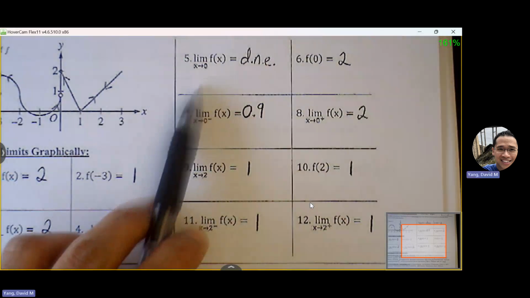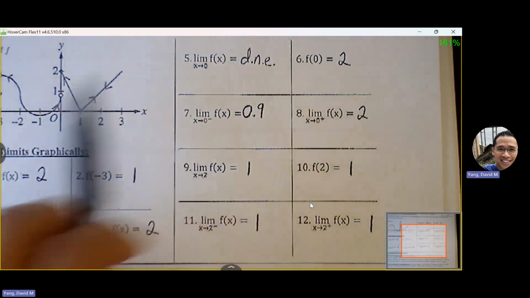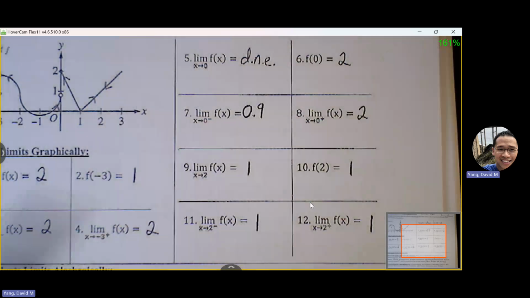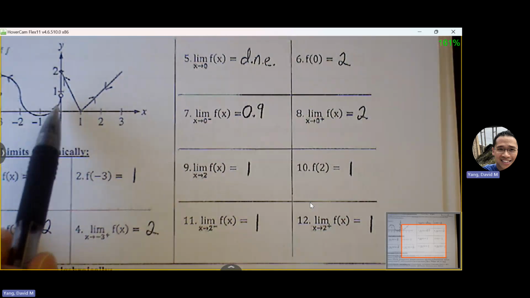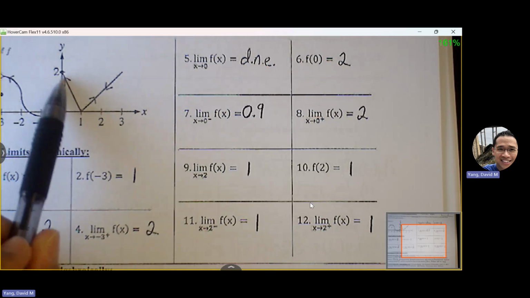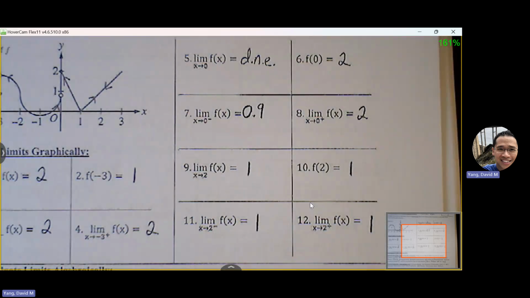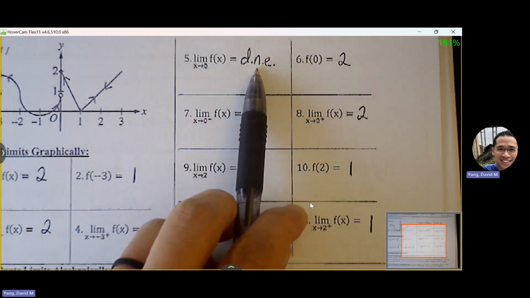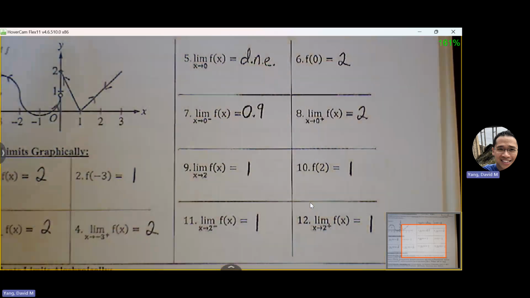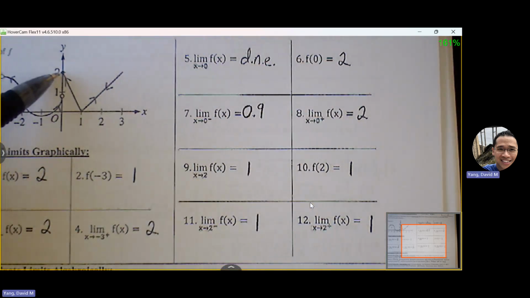Okay, so number 5, as we approach 0, the limit doesn't exist because if I pick a point to the left and to the right of my 0, one arrow is headed towards 0.9, the other arrow is headed towards 2. They're obviously not pointing towards the same destination, so therefore the limit doesn't exist. F of 0 equals 2, that's just a single point.